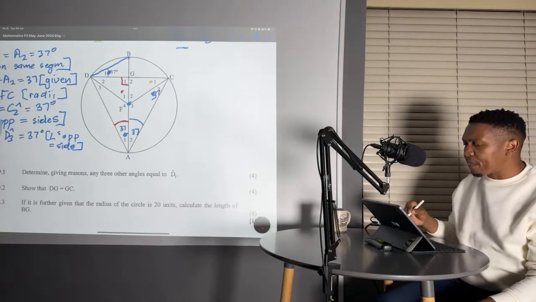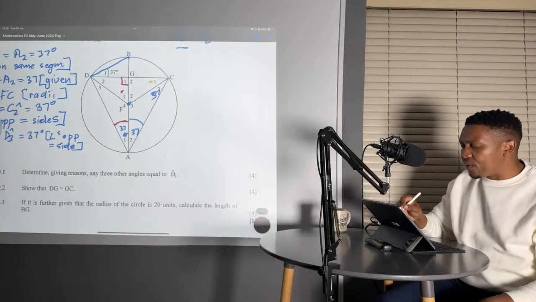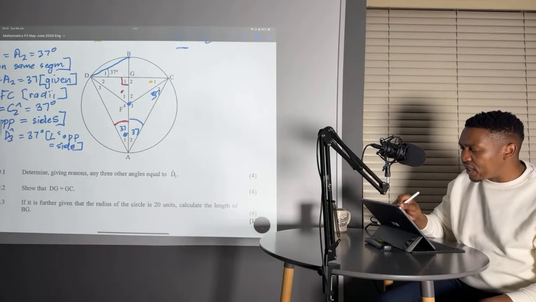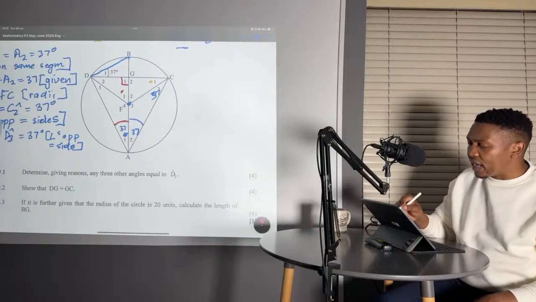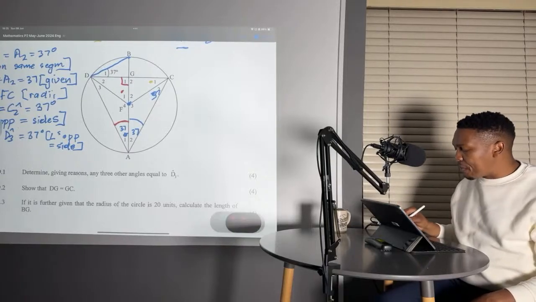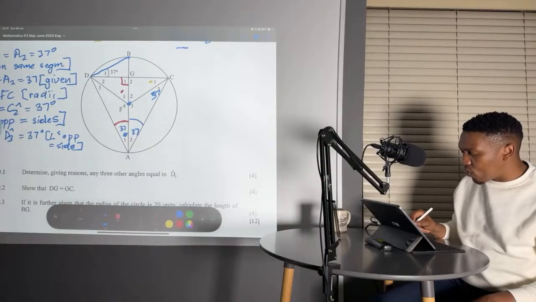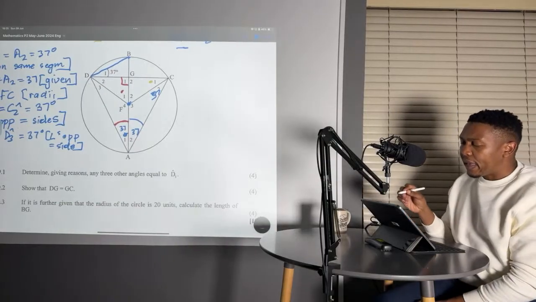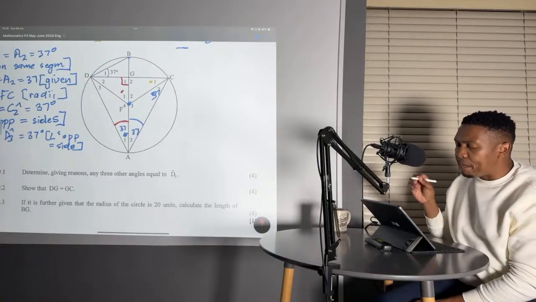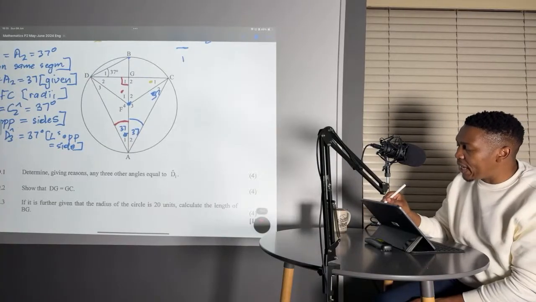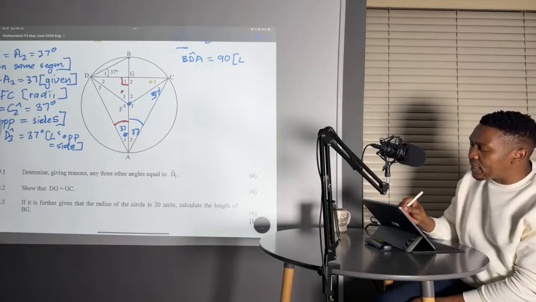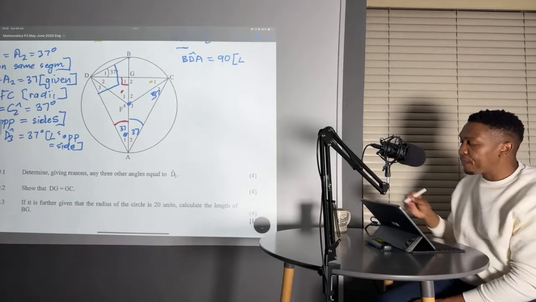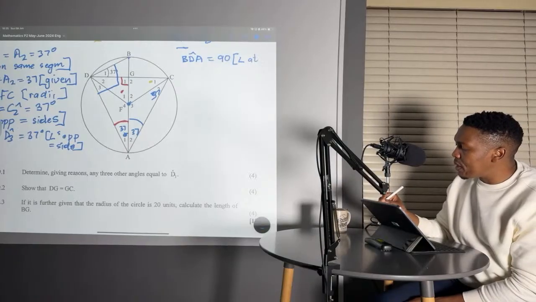Yeah, no, actually, I can find this angle over here. In fact, I don't even need to go through the angle at the center. I can find this angle over here. Now remember, what do I note? Angle BDA is equal to 90 degrees. Why is that? This is the angle at a semicircle.